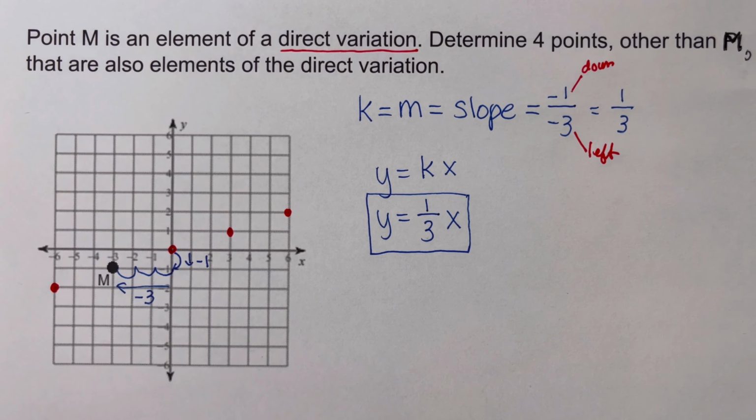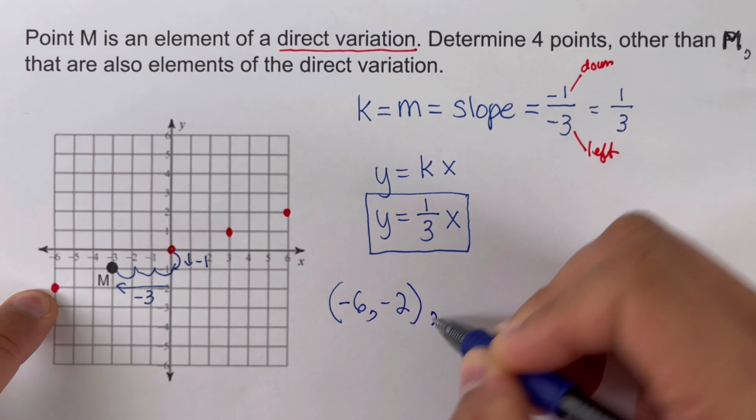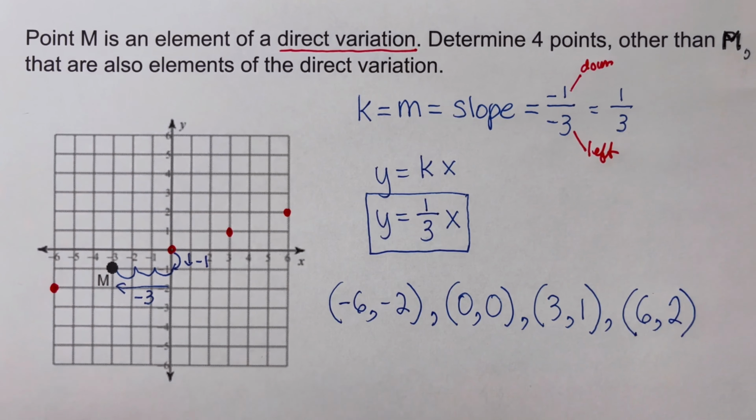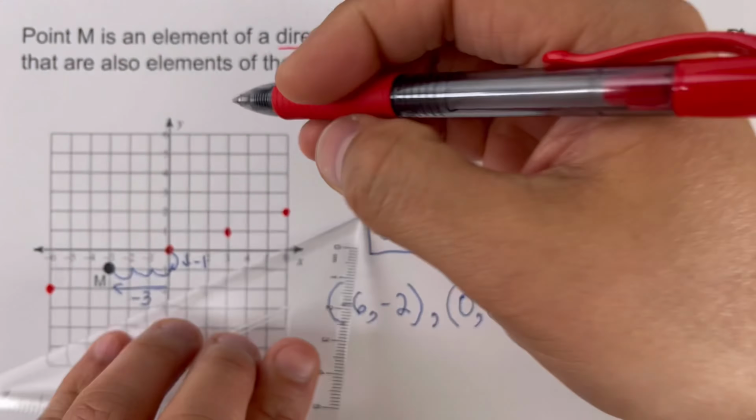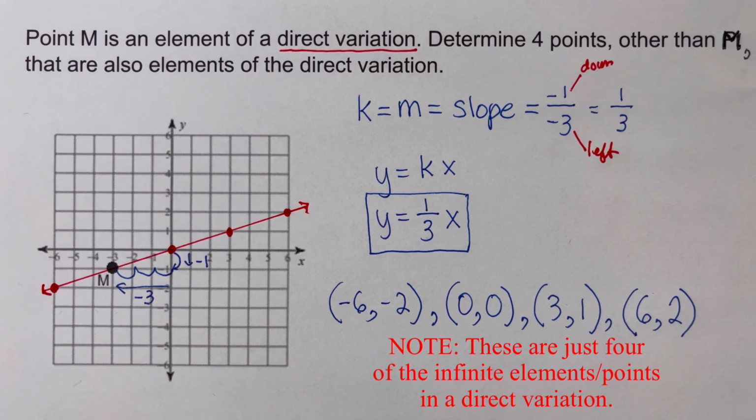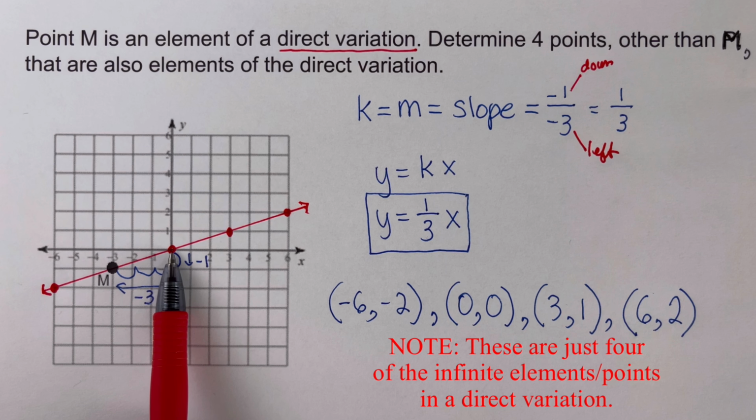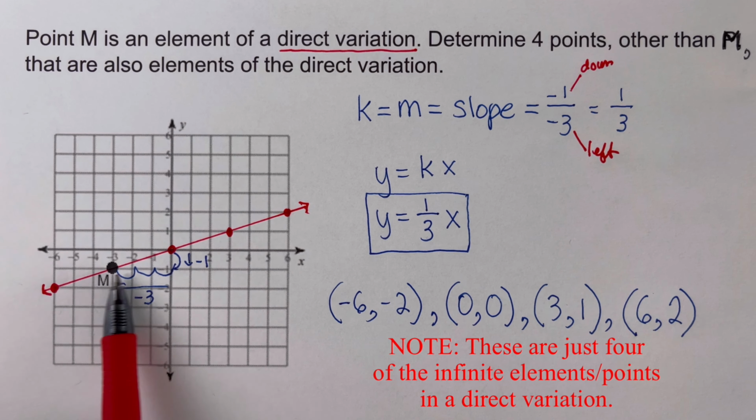So we can write down the other 4 points that are considered elements of this direct variation. These are the other 4 elements of this direct variation. So we can sketch the graph. Again, if you notice, this is an example of a direct variation because the two conditions have been met. It passes through the point of origin (0, 0), and it is a straight line. Now let's move on to the next example.